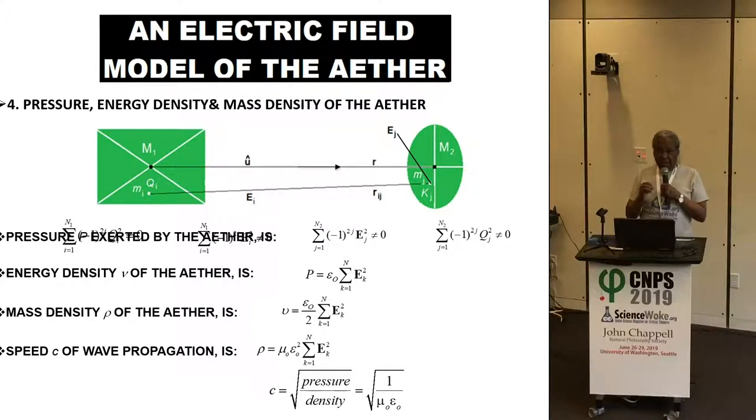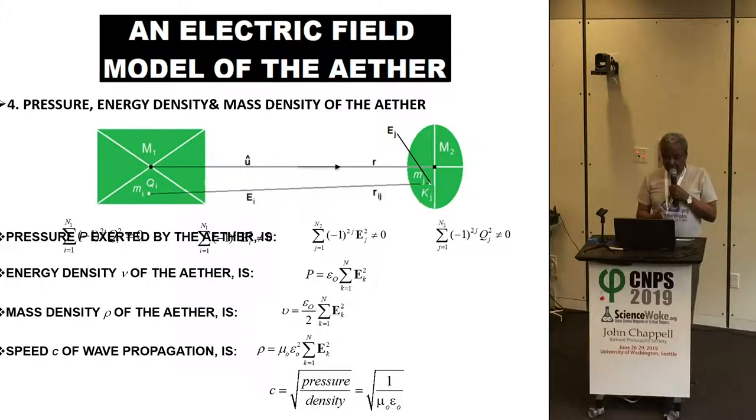The pressure of an electric field is proportional to the square of the electric field. So in the electric field model of the ether, the square of the electric charges makes up the mass of the body, and the square of the electric fields accounts for the pressure, for the mass density, and for the energy density of the ether.